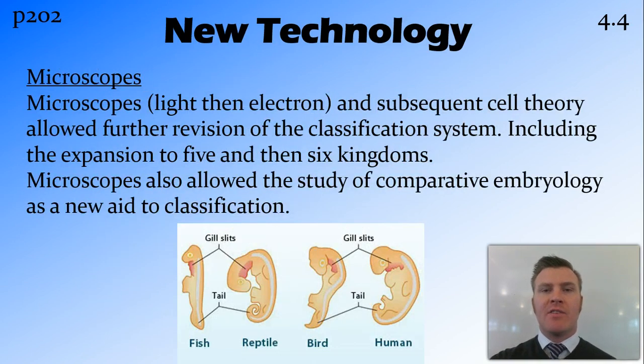The invention and development of microscopes, later leading to the development of cell theory, allowed us to better understand taxonomy and how things were related to each other by looking at them on a scale that was previously impossible for us to do. And it's also led to technologies such as comparative embryology, looking at the embryonic development of different animals and showing relationships between those in utero.